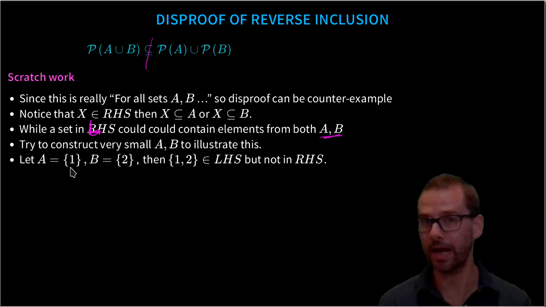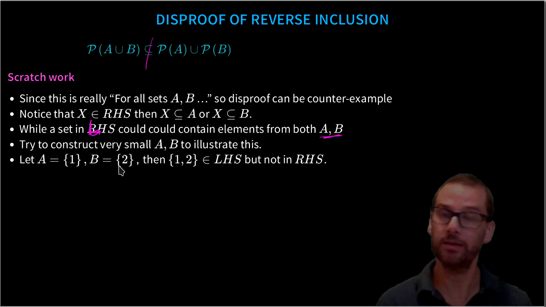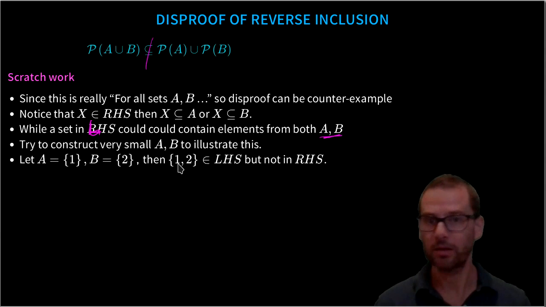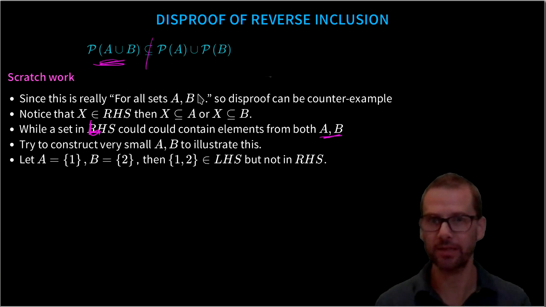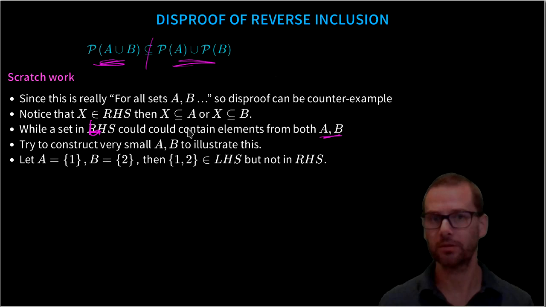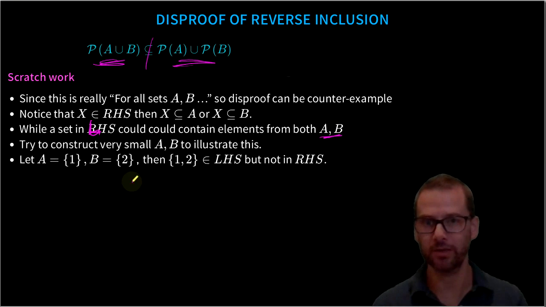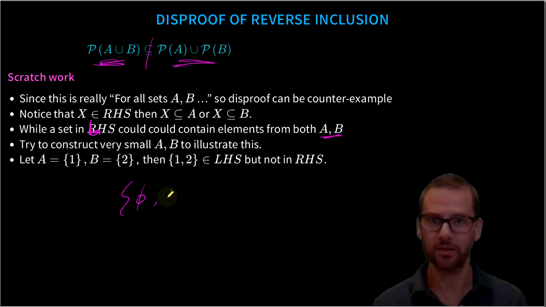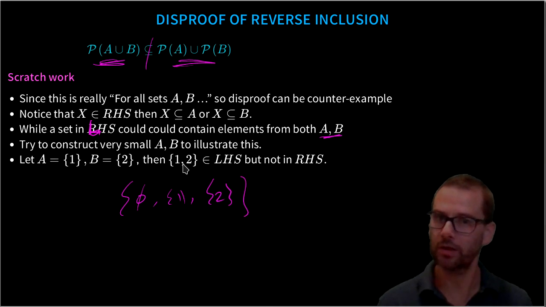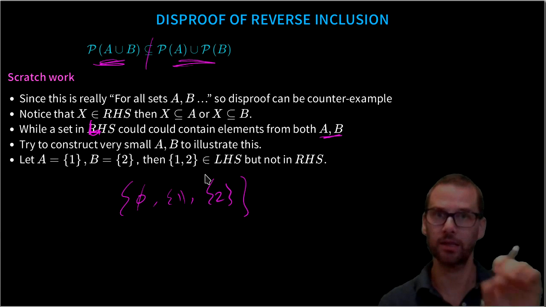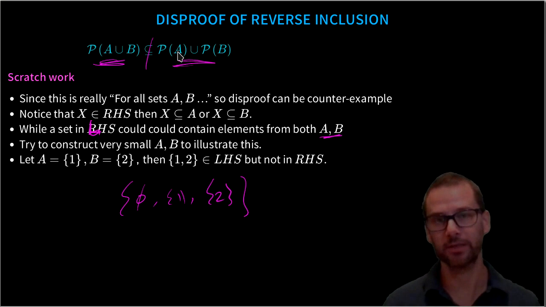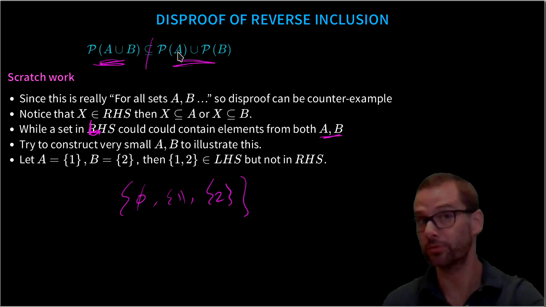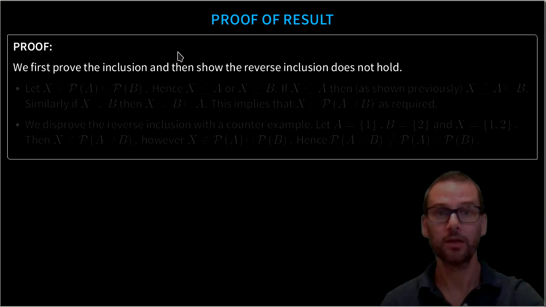So in particular, if we let A be the set that contains 1, and B be the set that contains 2, then the set {1, 2}, well, that's A union B, that's in the left-hand side, but it's not in the right-hand side, okay? Because the right-hand side will just be the empty set, the set that contains 1, and the set that contains 2. It won't include this set with an element from A and an element from B, okay? So that shows that the left-hand side is not a subset of the right-hand side, and that's enough to disprove that reverse inclusion.